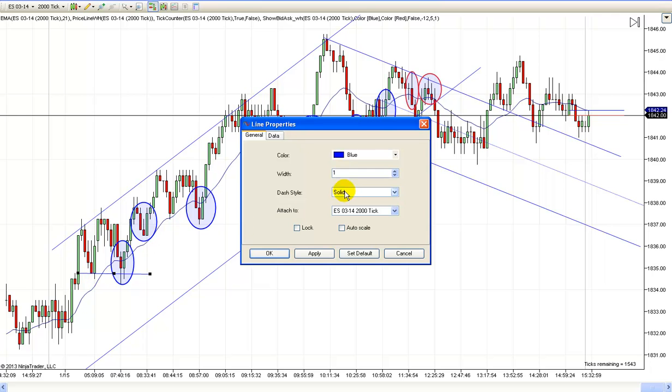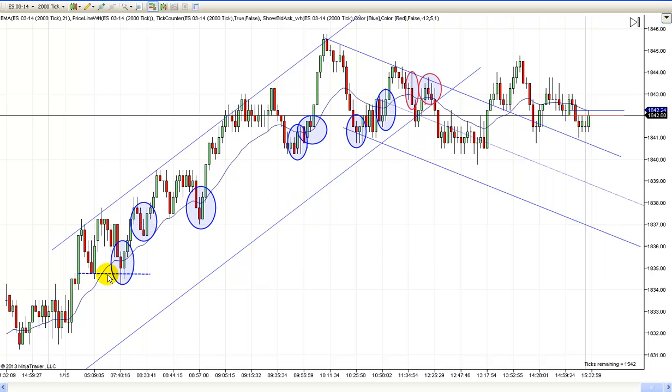This is strong support. We tested it a couple of times, and it held each time. So you got a double bottom there, and that's higher than that swing, higher than that one. Plus, you got to try to draw your trend lines up through there.